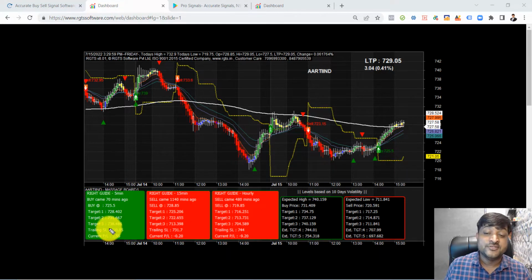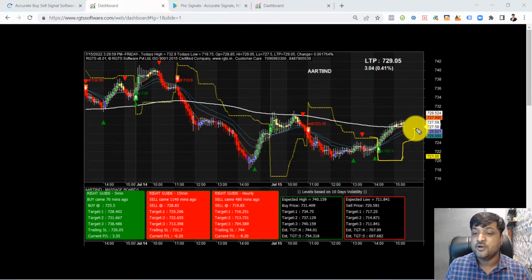Trailing stop loss is a new concept. Normally traders are not using the trailing stop loss. Trailing stop loss means whenever the position moves in your favor, the stop loss slowly starts moving in your favor. At a certain point your stop loss gets hit, the stop loss line starts moving above the candles and you get another sell signal. So this is a simple strategy, a simple method to trade.